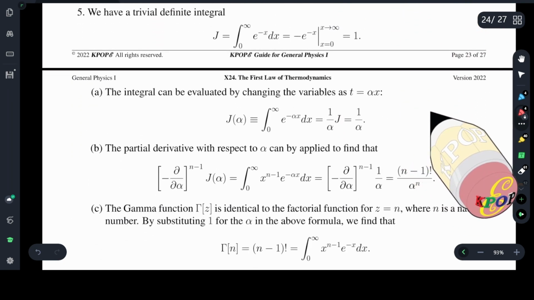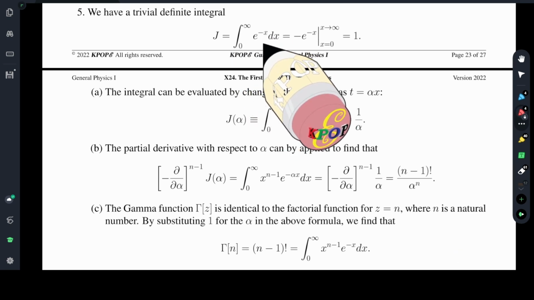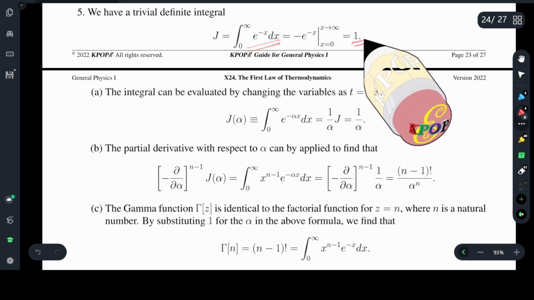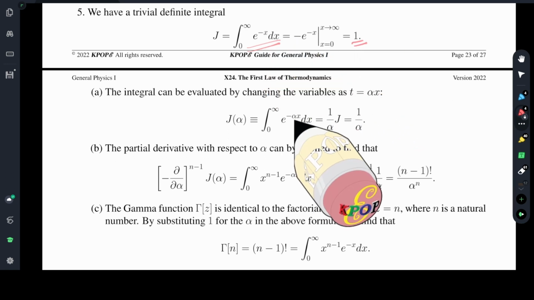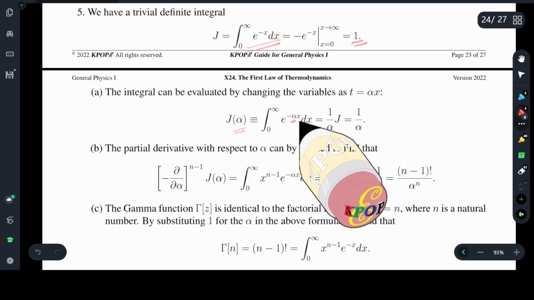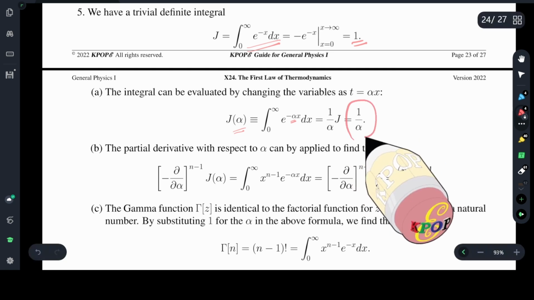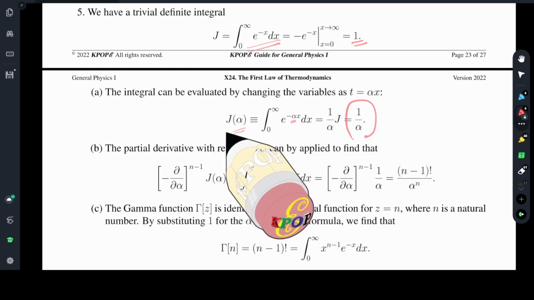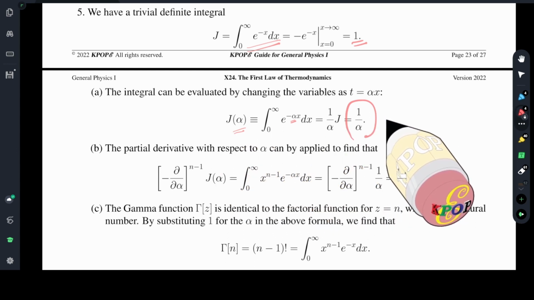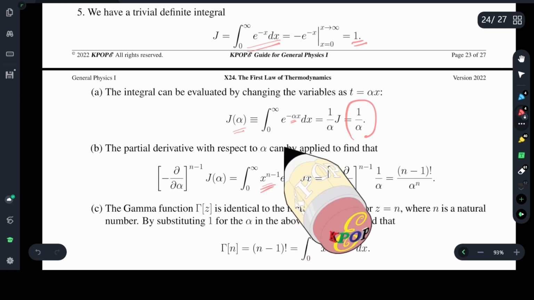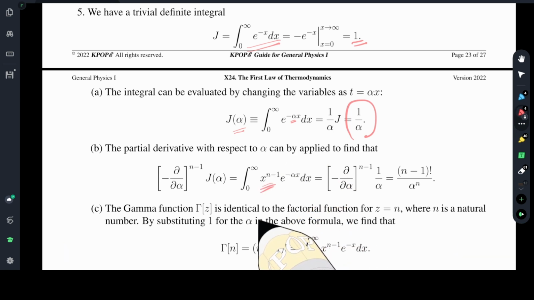We can make use of a similar method. This trivial integral, this is 1. We can rescale this integral by applying this alpha, but I don't know the answer. But this integral is trivial too. It is 1 over alpha. By the way, we can take the partial derivative with respect to alpha. Then I have increased the power of x in front of the exponential function.